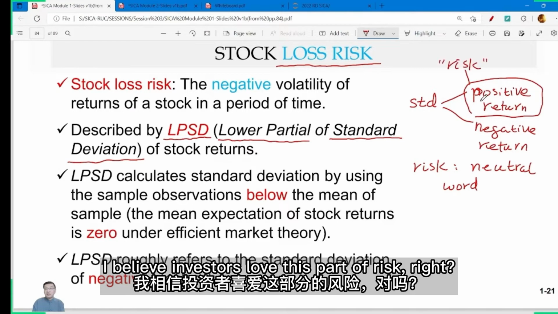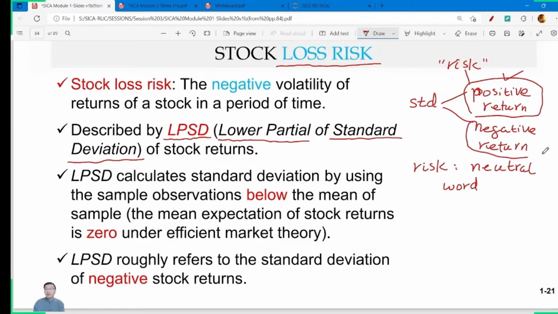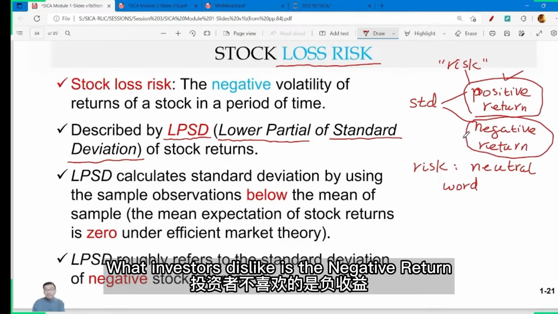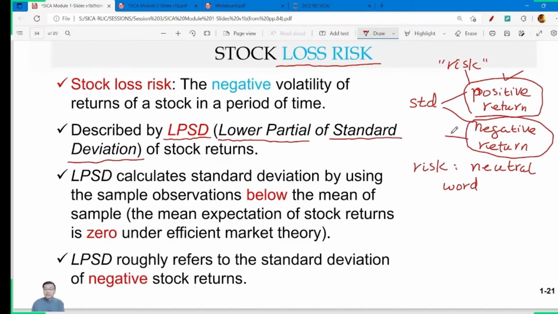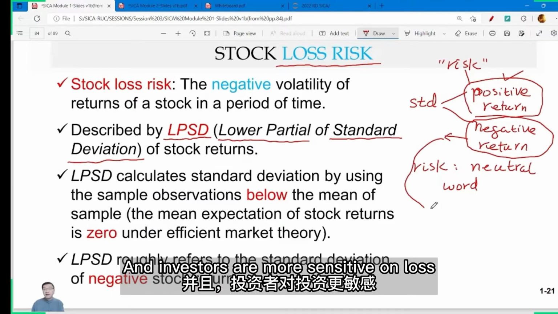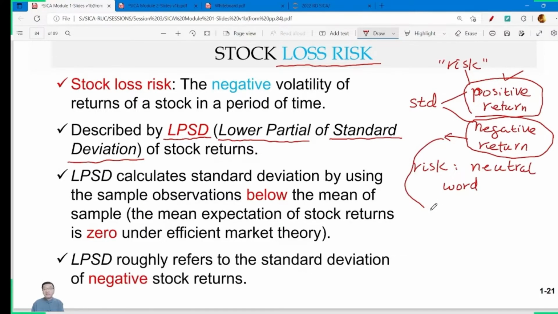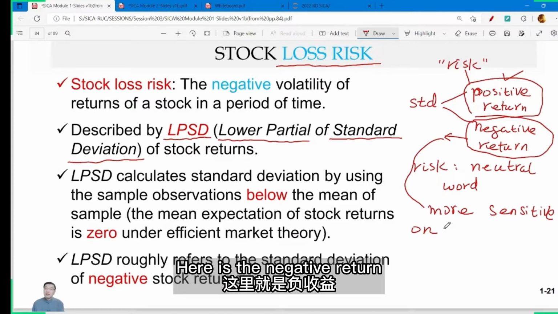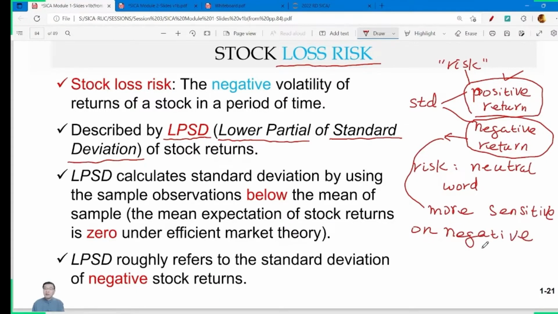I believe investors love this part of risk, right? What investors dislike is the negative return. And investors are more sensitive on loss. Here is the negative return.